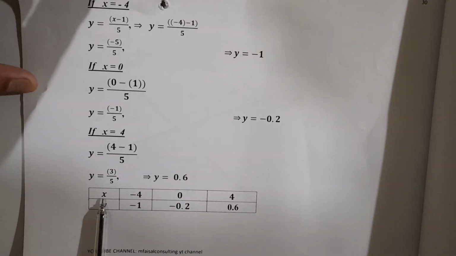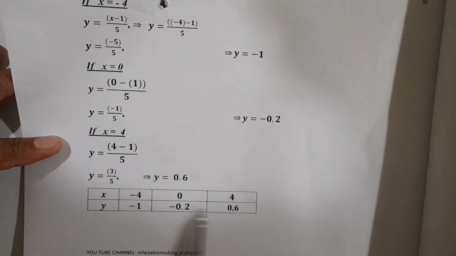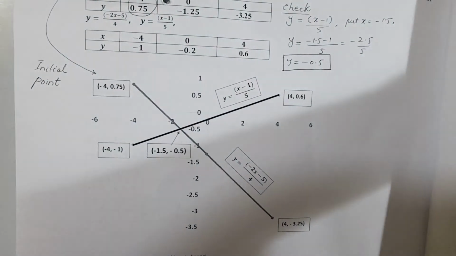So we have to complete the table. When x was minus 4, y was minus 1. When x was 0, y was minus 0.2. When x was 4, y was 0.6. Now drawing the graph.